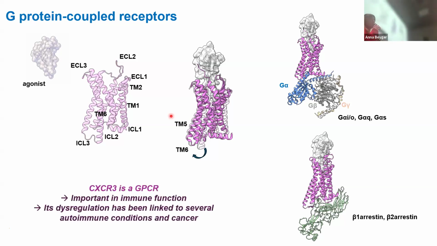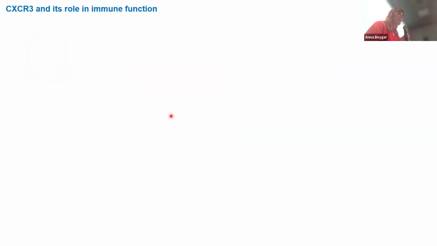So as I said, CXCR3 is a GPCR, and the reason we want to look into it is because it's important in immune function, and its dysregulation has actually been linked to several autoimmune conditions and cancers.